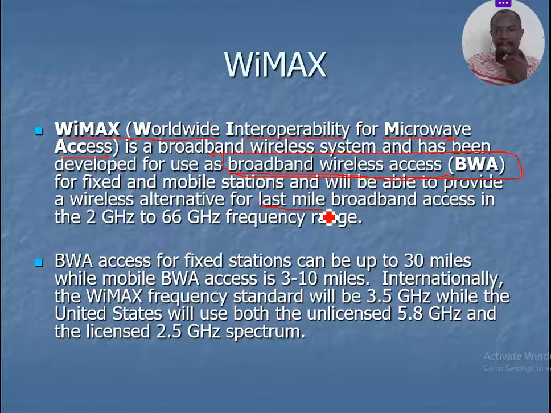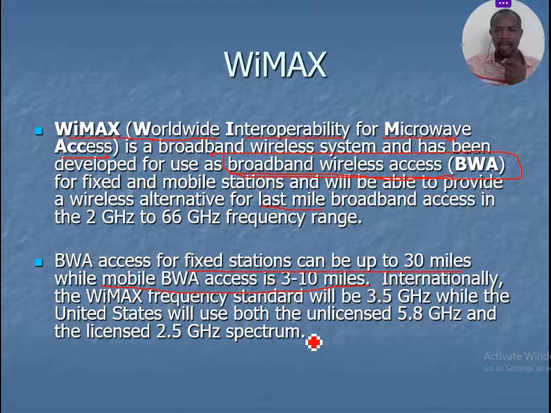So we say the broadband wireless access is used for fixed stations like your laptop, and can also be used by mobile stations to provide a wireless alternative for last mile broadband access in the 2 gigahertz up to 66 gigahertz frequency bandwidth. Okay? Now, BWA for fixed stations can cover up to 30 miles, while for mobile stations it is within 3 to 10 miles. So take note: for fixed stations, it can cover up to 30 miles, and for mobile applications, it can only cover 3 miles and roughly up to a maximum of 10 miles.